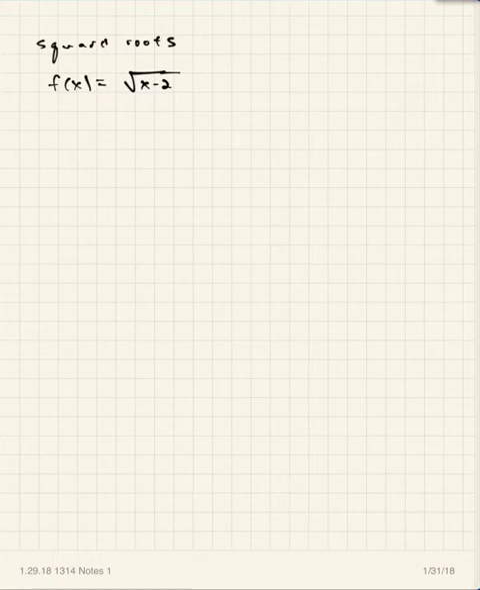Now, if we're trying to write the domain or find the x values that work for this function, I want you to think about substituting some x values into this function for a minute. So if you find f of 3, it's no big deal to evaluate. You just get the square root of 3 minus 2, which is the square root of 1, or 1. And you get the ordered pair (3, 1) on that graph.